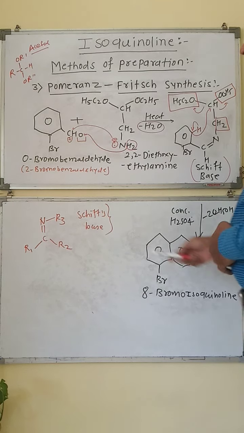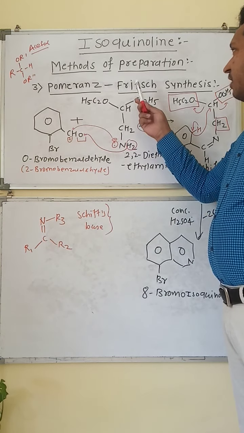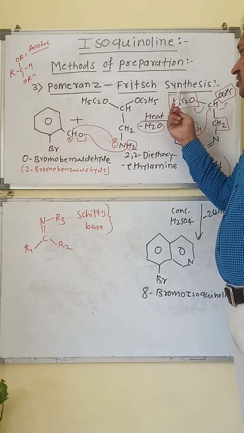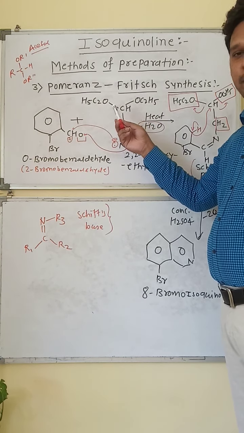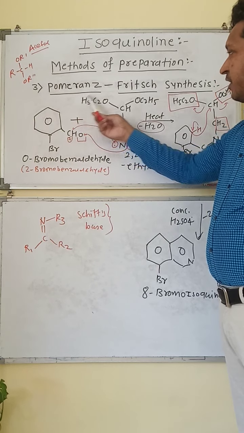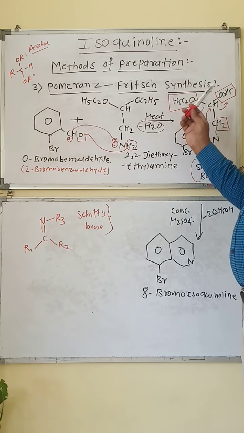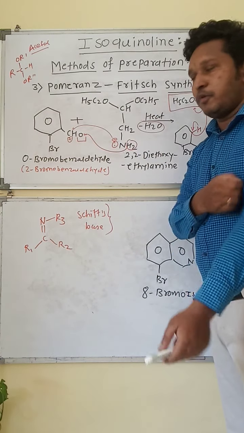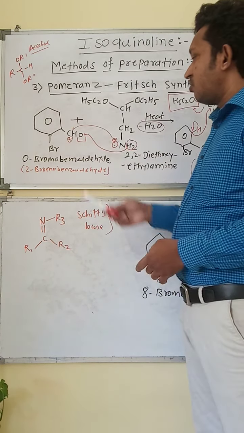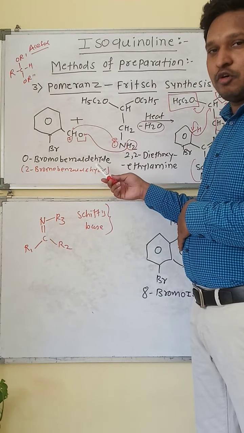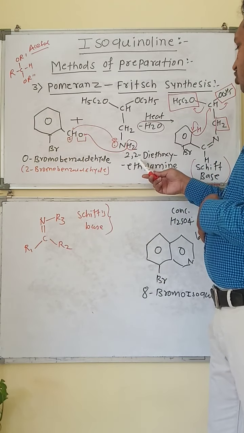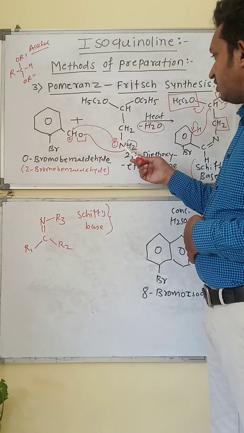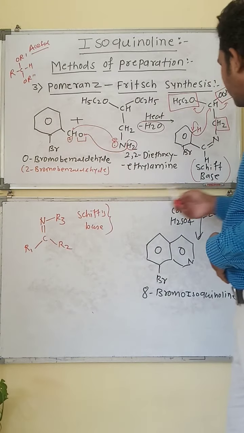Now the next, third method of preparation of isoquinoline, is the Pomeranz-Fritsch synthesis. It is the third method of preparation of isoquinoline. In this method, there is a reaction between ortho-bromobenzaldehyde and 2,2-diethoxyethylamine. So there is a condensation between the nitrogen and the carbonyl carbon, and we get the condensed structure.